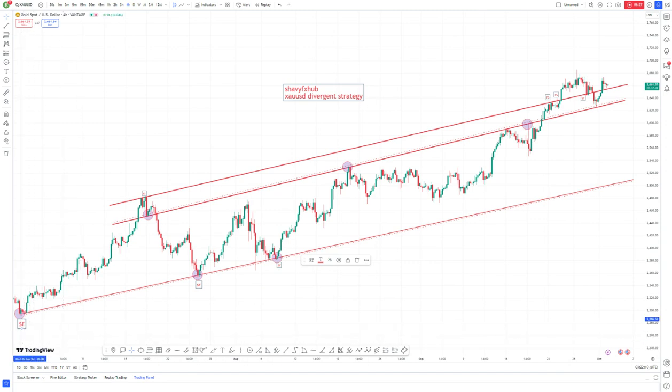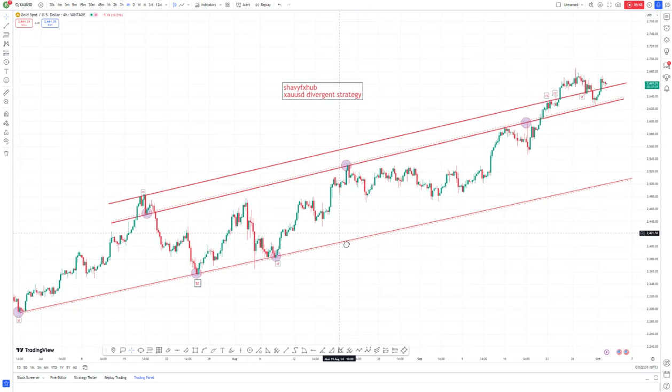Shavy FX Hub Divergent Strategy. This is an independent strategy to make the record straight. It does not copy anybody's strategy. We are completely independent. So all we do is to analyze charts based on the structure, based on the motion of buying and selling. So if you understand the graphical representation of the motion of buying and selling of any item, commodity, crypto, whatever it is, indices, you will be on the winning side.